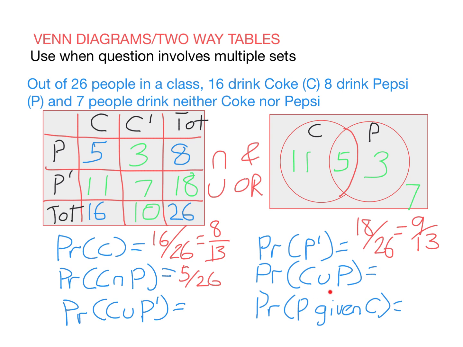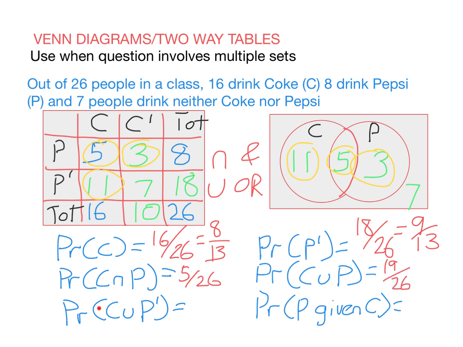When you're doing an "or" question, so this is the people who drink Coke or Pepsi, you have to get 3 numbers. So what we want to do is include everyone who drinks Coke and everyone who drinks Pepsi. And whenever you see this symbol, we do include those in both sets. So from either the Venn diagram or two-way table, 11 plus 5 plus 3 is 19. There are 19 out of 26 in the class who drink Coke, Pepsi, or both.